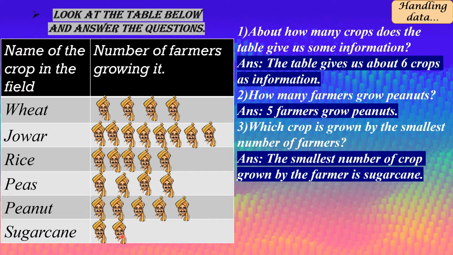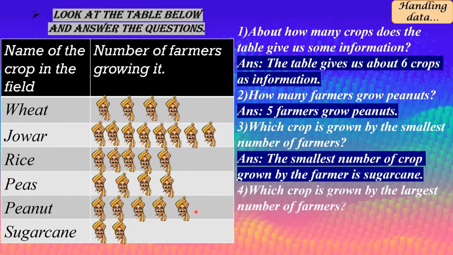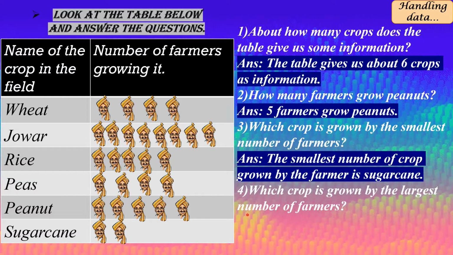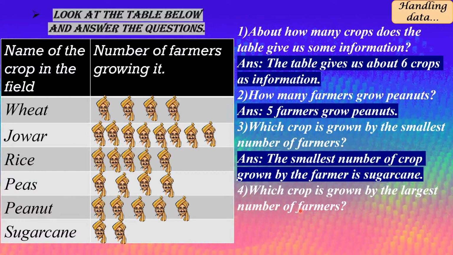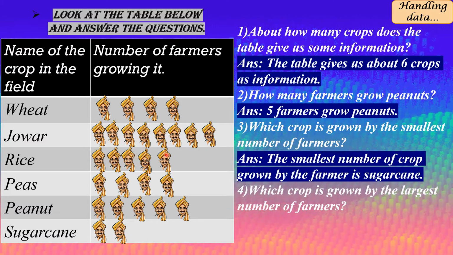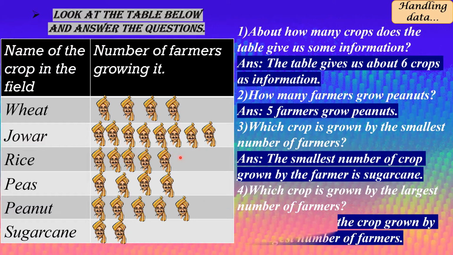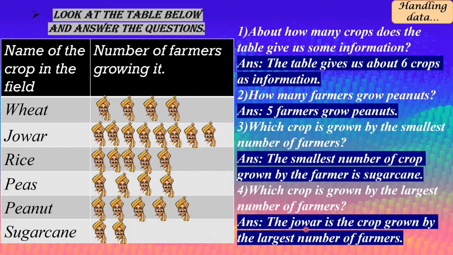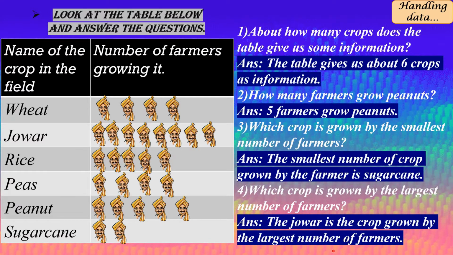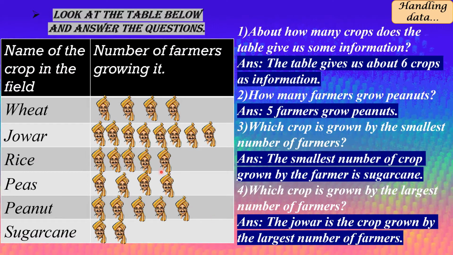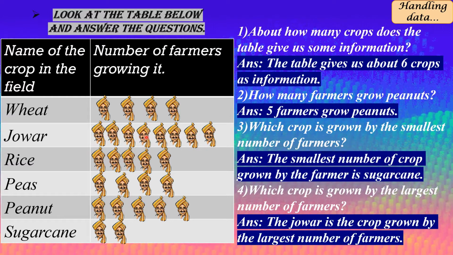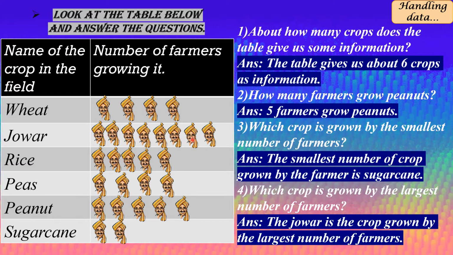Now the next question here. Which crop is grown by the largest number of farmers? Which crop? Yes, you can see the jawar. So jawar is the crop grown by the largest number of farmers. See students, how many farmers were there? 1, 2, 3, 4, 5, 6, 7, 8 farmers.